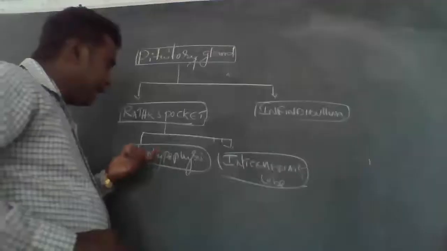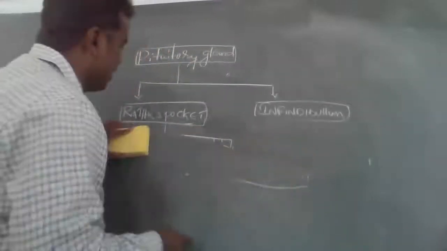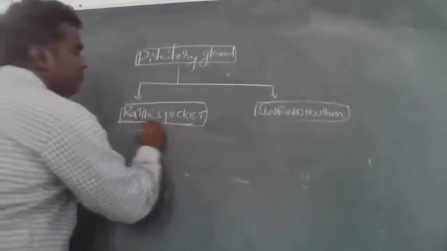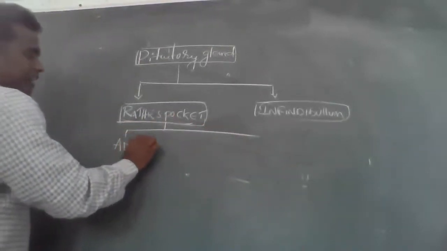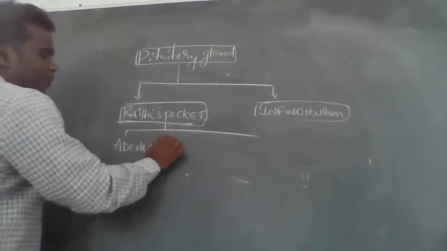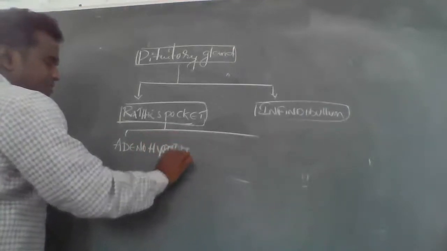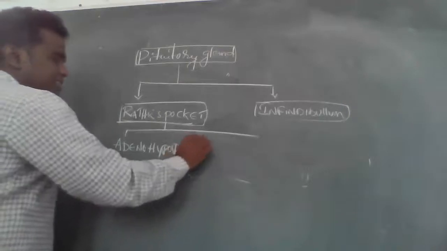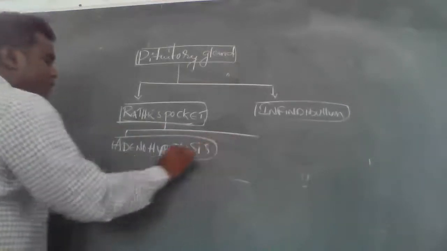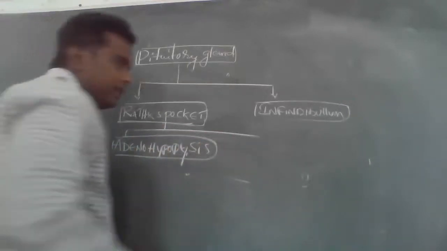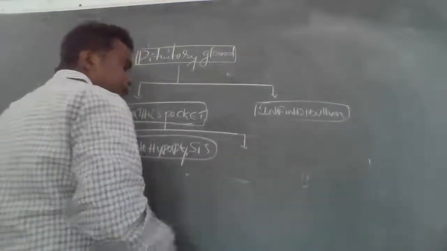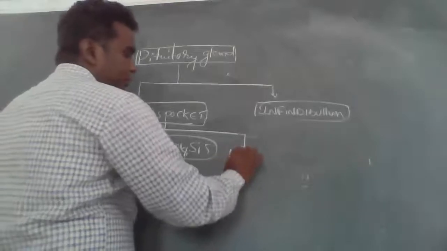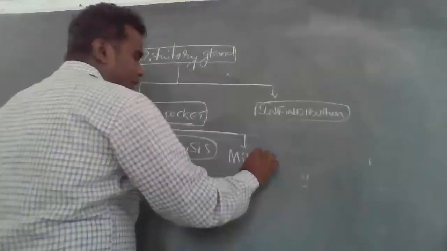Number one, adenohypophysis. Number one, I would like it in big letters. Okay, adenohypophysis. Second one, what is it? Middle lobe.